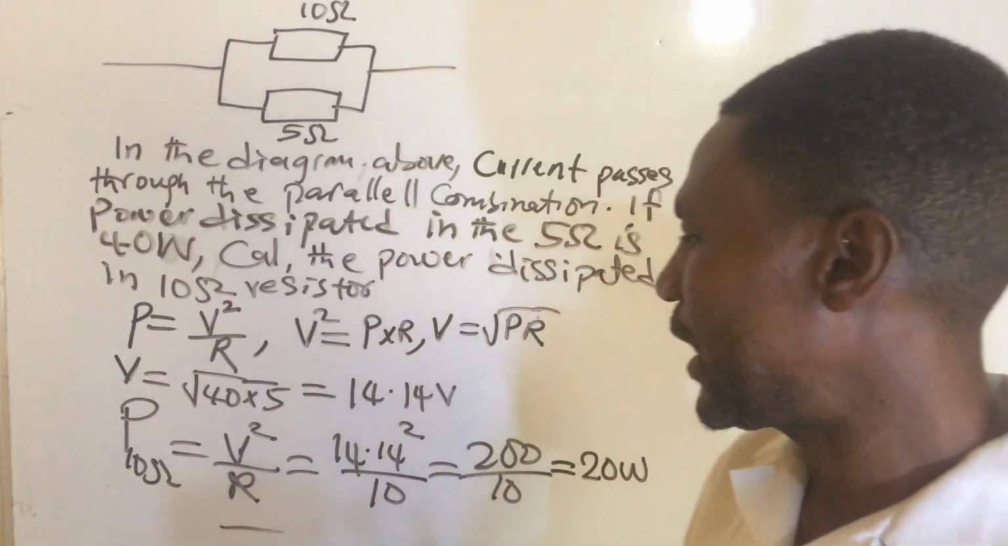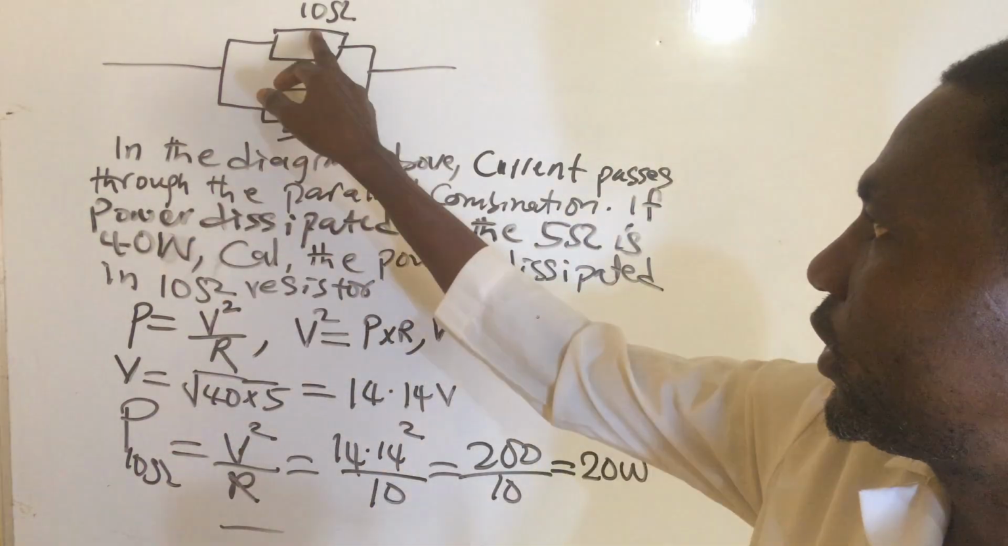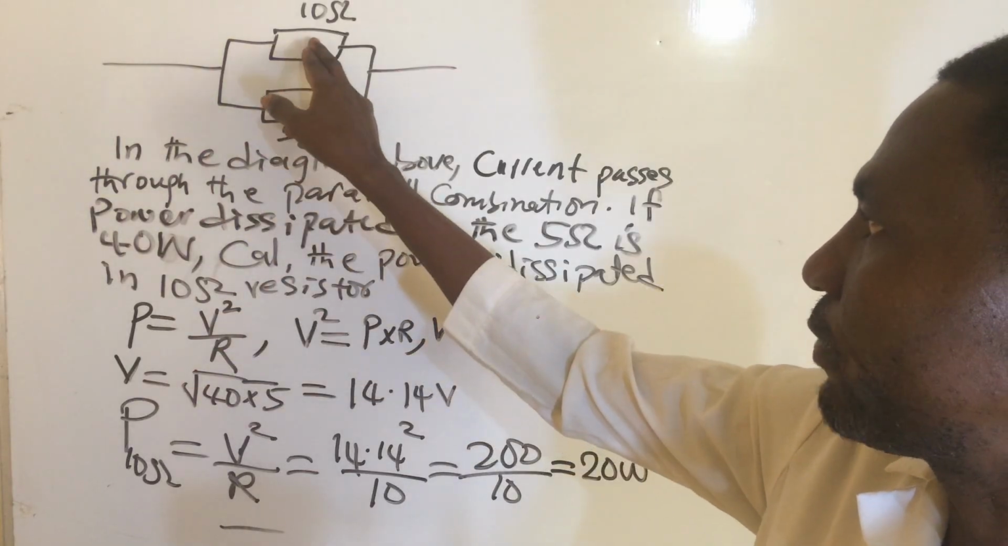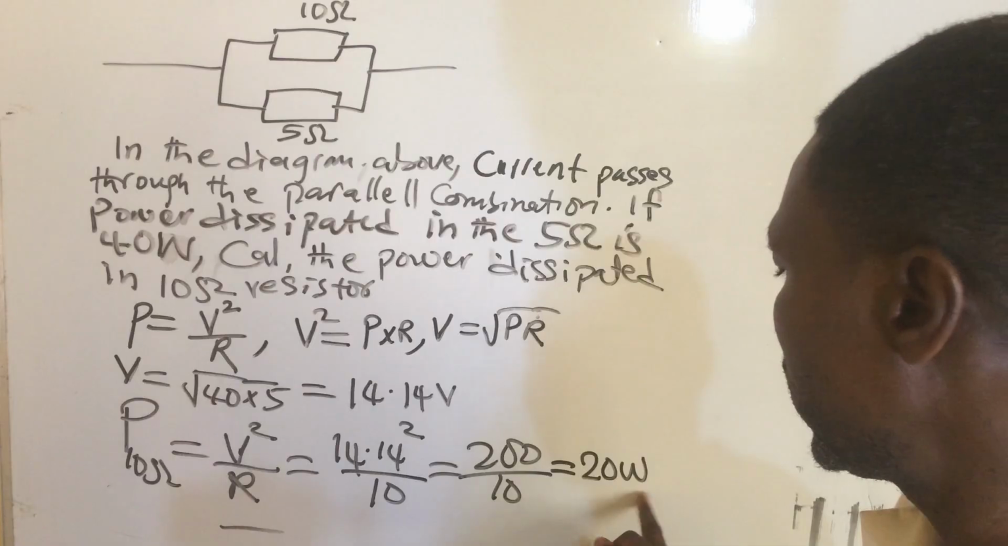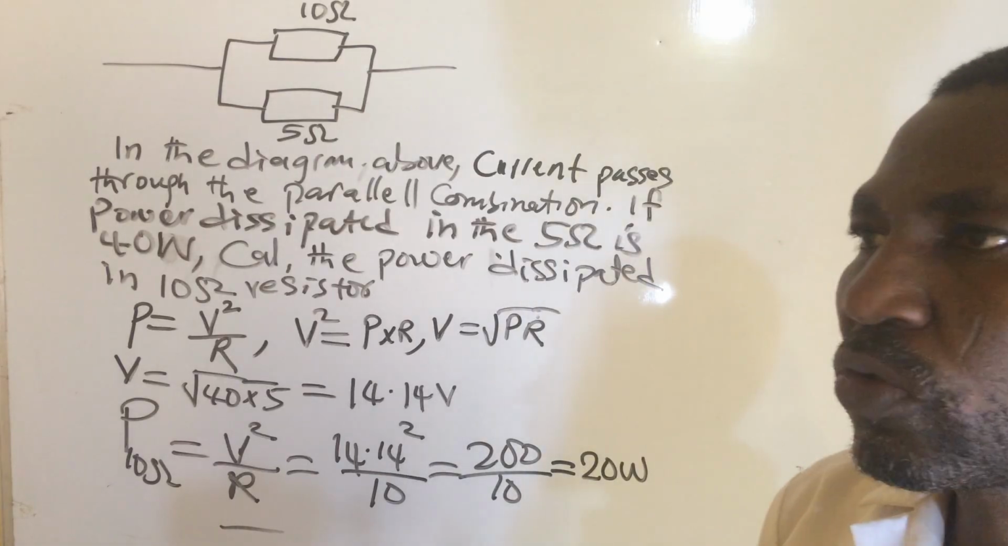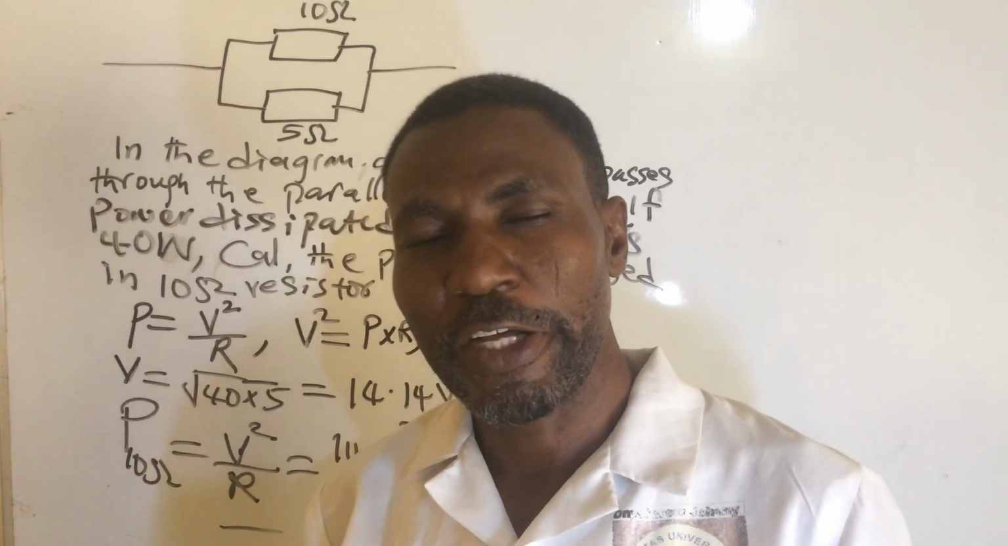We get 20 watts when we use this 10 ohms. The power we get from this 10 ohms is 20 watts. That's how to solve that. This will be the last topic I treat in this electric power and energy.